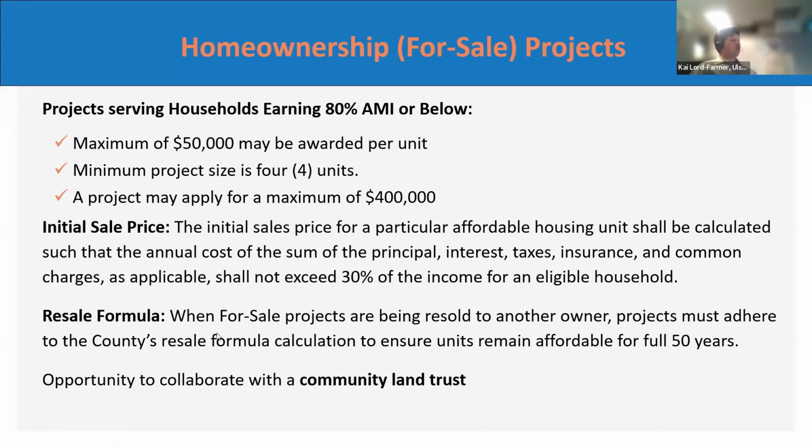You'll see this in the affordability guidelines, but there's a calculation for initial sales price so that these homes really are affordable for purchase for households earning up to 80% AMI. And then for the affordability period of 50 years, there's essentially a formula, what we call a resale formula, so that if the homeowner is going to resell their home, they will receive the equity that they've paid off in the home, but the resale price is limited to make sure that the next homeowner is also earning 80% of AMI or less.